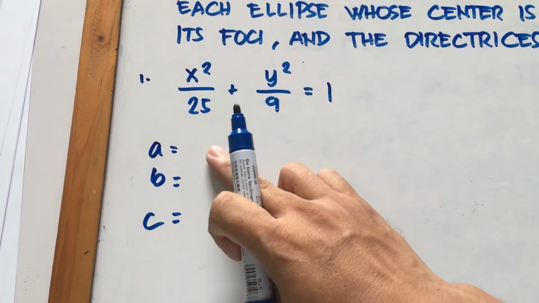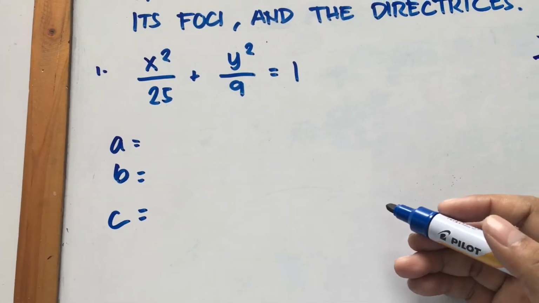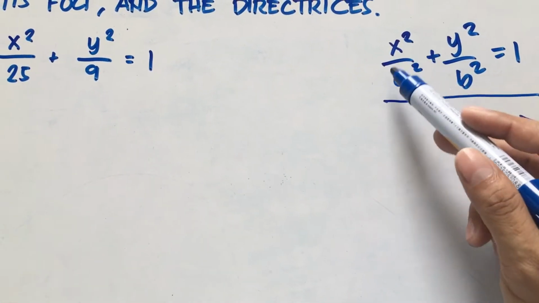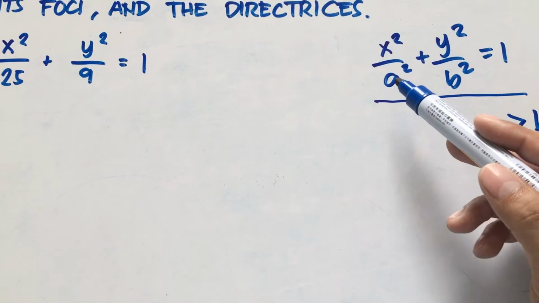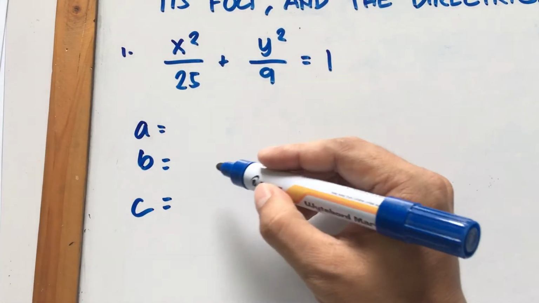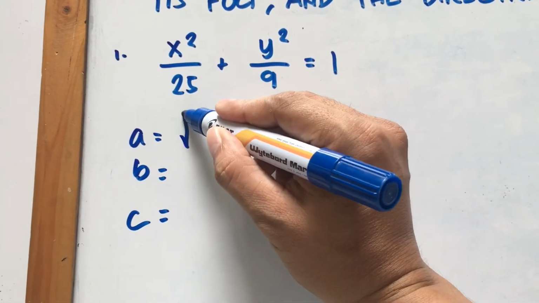So please take note that your a squared is equal to 25. Which means, if you have a squared, how will you simplify a squared so that your answer will be the value of your a? So of course, you just apply the square root. That is in your grade 9 mathematics, no?